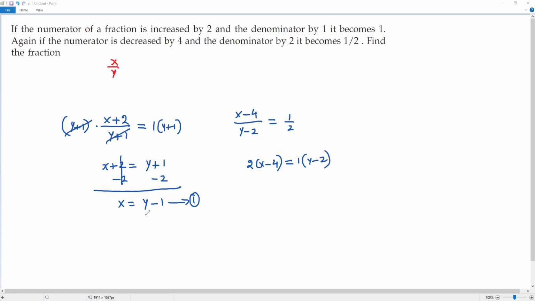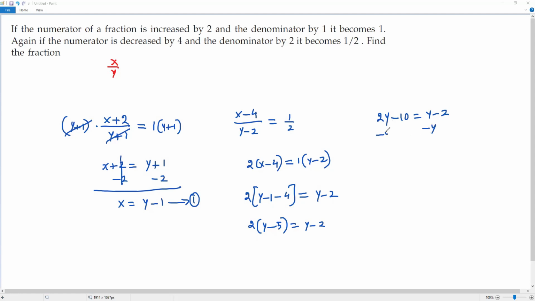Already we have solved for x in terms of y. That is, we have x equals y - 1. We can plug in this y - 1 for x over here. Then we have 2 times (y - 1 - 4) equals 1 times (y - 2), which is y - 2. Okay, when I combine -1 and -4, I am getting -5. On the right side, we have y - 2. We can distribute this 2 to this y and -5. Then I am getting 2y - 10 equals y - 2.